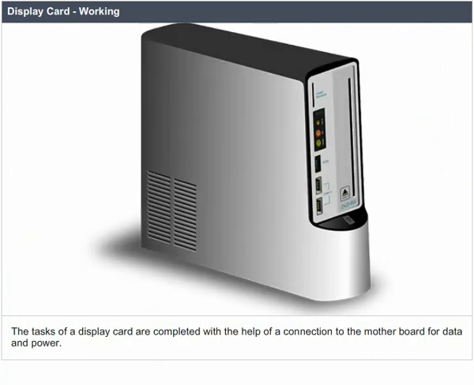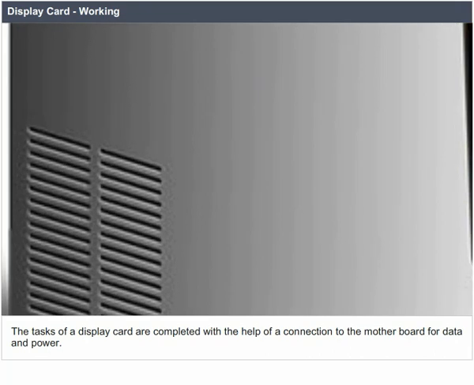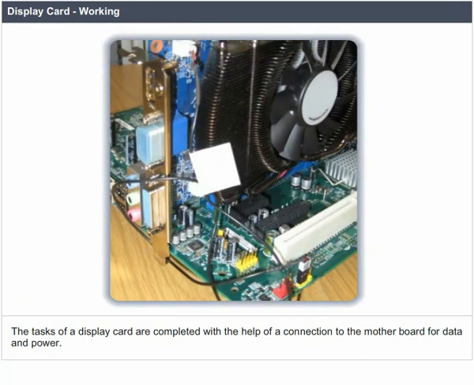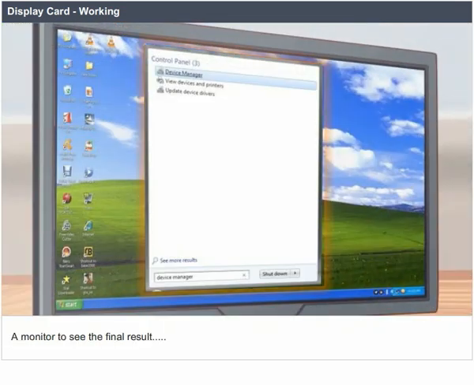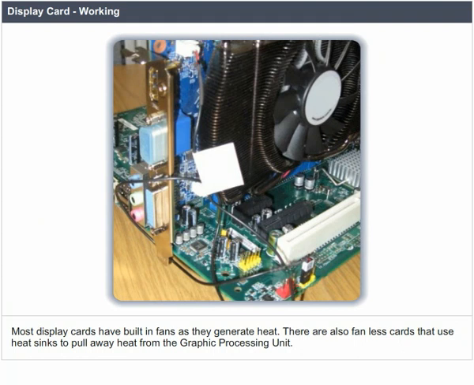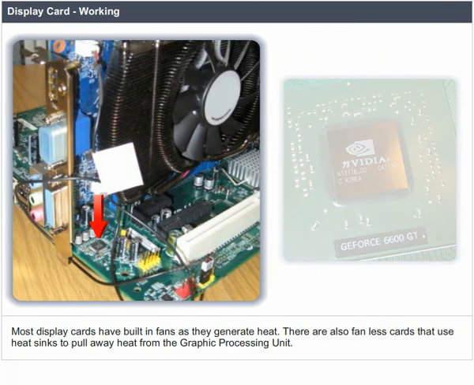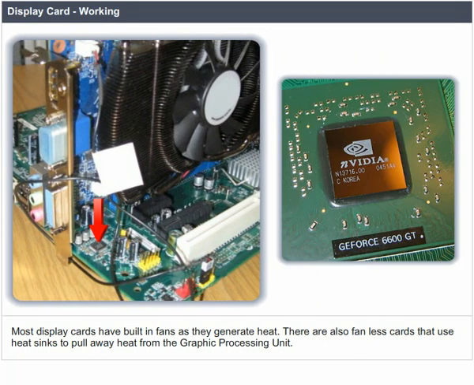The tasks of a display card are completed with the help of a connection to the motherboard for data and power. A processor that decides what is to be done with each pixel on the screen. Memory that can hold information about each picture and store completed pictures temporarily. A monitor to see the final result. Most display cards have built-in fans as they generate heat. There are also fanless cards that use heat sinks to pull away heat from the graphic processing unit.